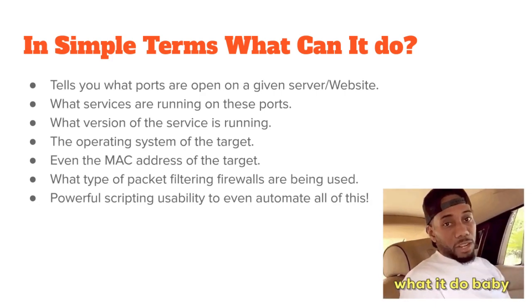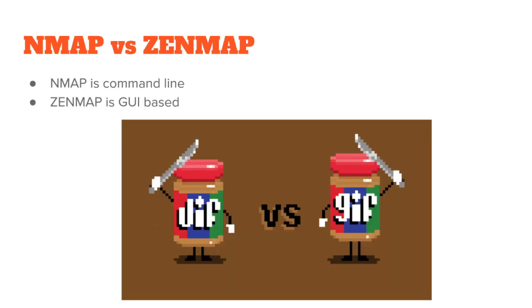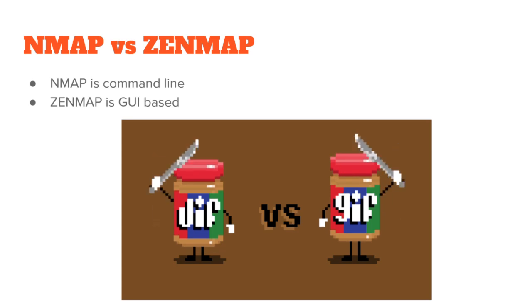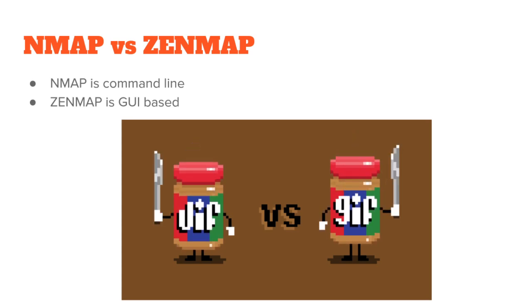You might have heard of Zenmap. It's basically the same thing, give or take, in simple terms, except Zenmap is GUI based, so it looks all pretty, while Nmap is in the command line.